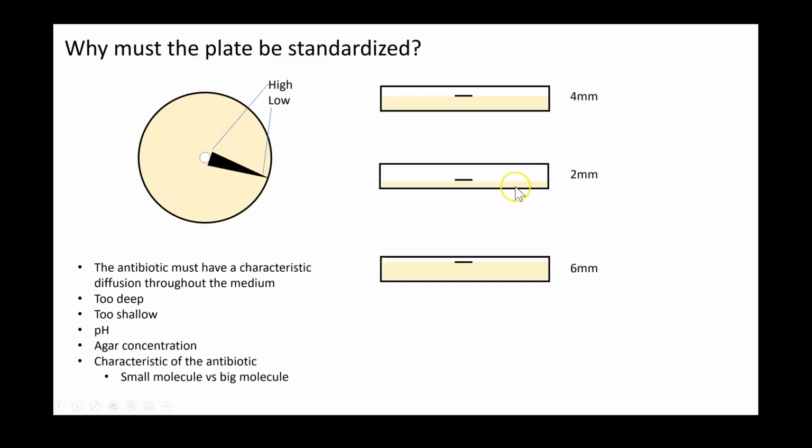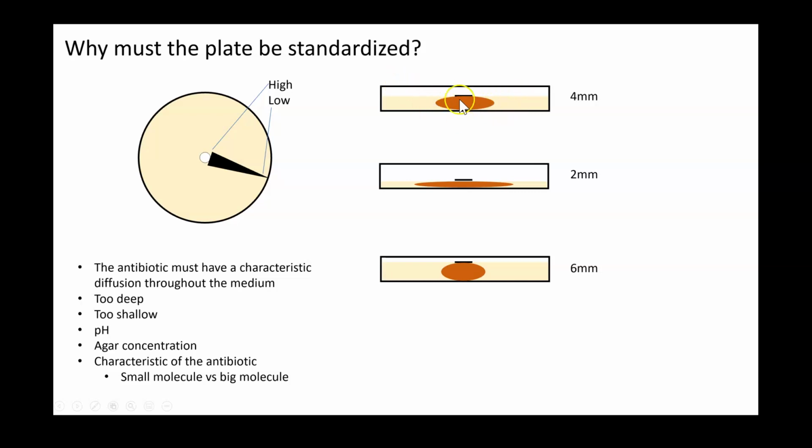Notice that this one is too shallow. We only poured it to 2 millimeters, while this one is too deep. We poured it up to 6 millimeters. And so we can visualize that antibiotic spread. Remember, you did diffusion in 107, where chemicals diffuse along a gradient. They move from areas of high concentration to areas of low concentration.